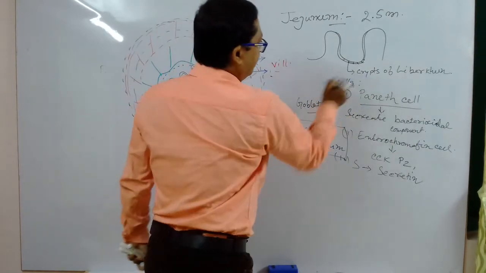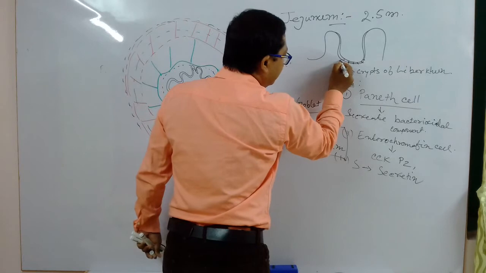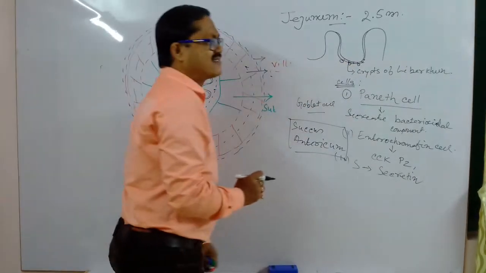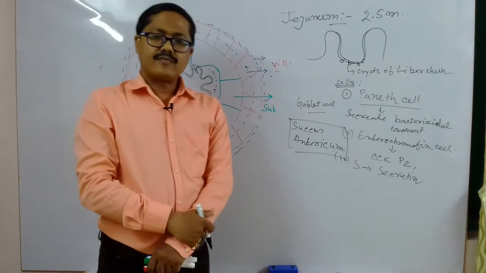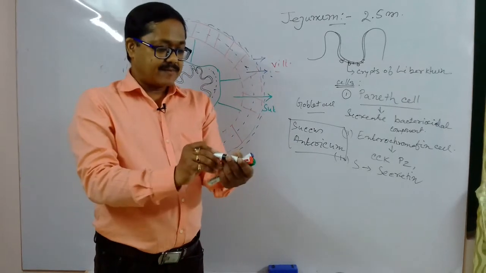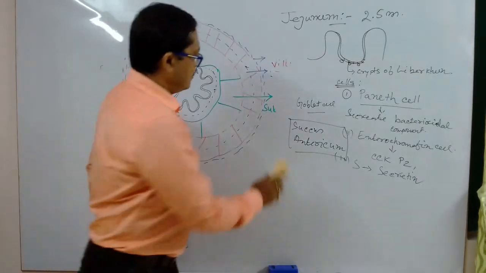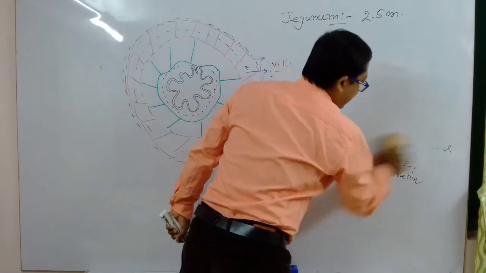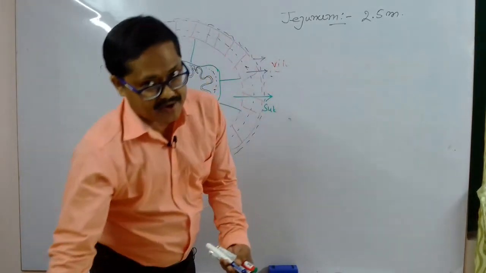The jejunum also has crypts of Lieberkühn, and under the crypts, a few scattered lymphoid patches are found in the jejunum. Then we shall discuss the structure of the ileum. The ileum is the longest structure of the small intestine, 3.5 meters in length.